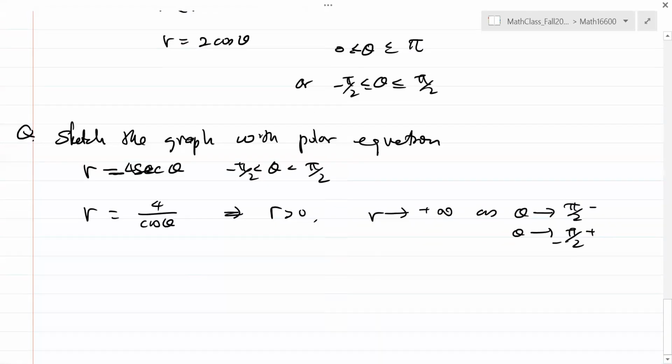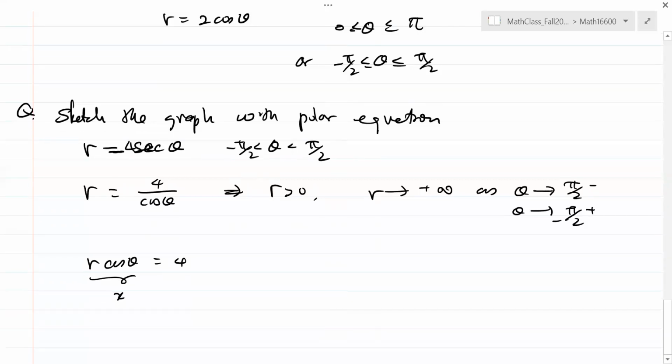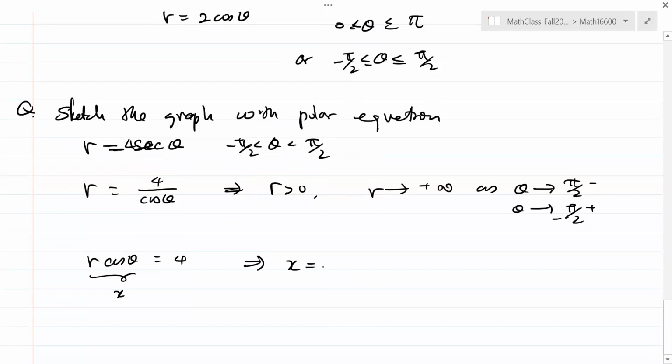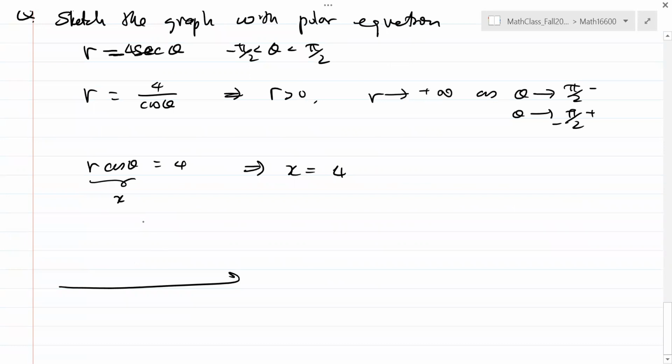Now, if you rewrite this equation as r cosine theta equals 4, then you realize this is nothing but x. In other words, in the Cartesian equation, you only get x equals 4. What is that? This is a vertical line, at x equals 4.